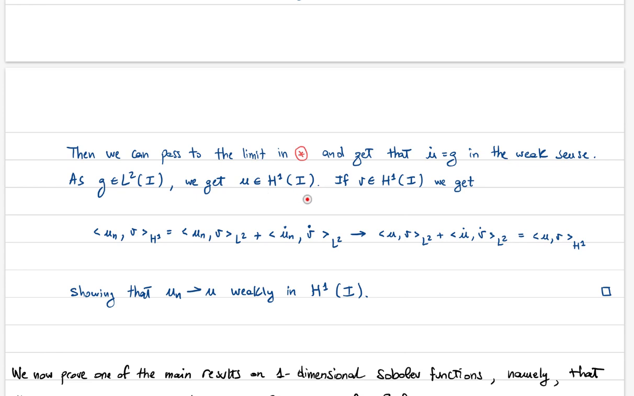And now we have just to check weak convergence. So let's take a test function v in H^1, and look at the scalar product of u_n with v. This by definition is given by the L^2 product of u_n and v plus the L^2 product of u_n dot and v dot. But since u_n converges weakly to u, this one is converging to this one. And since u_n dot is converging weakly to u dot, you get in the limit this one here. And these two by definition are just the scalar product of u and v in H^1. And this shows that u_n converges to u weakly in H^1.